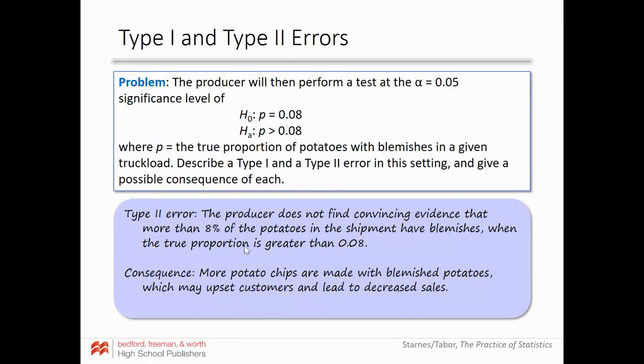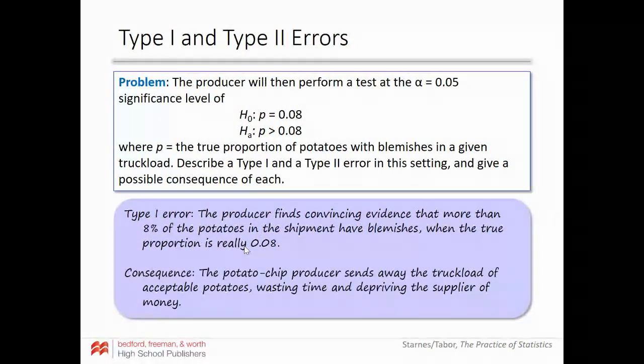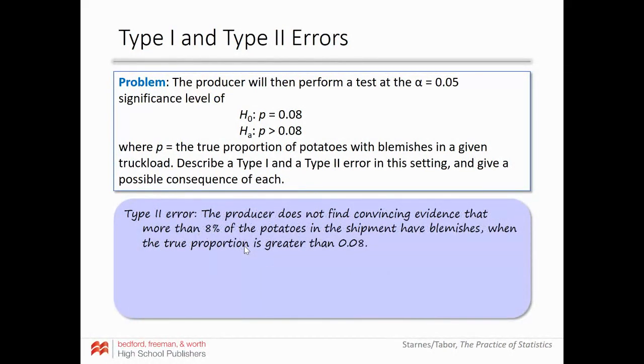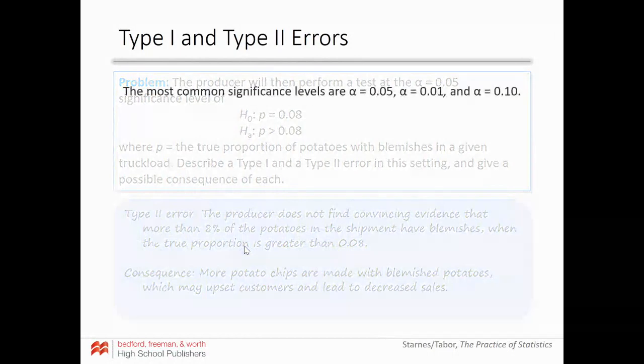So if you're the potato chip company making the potato chips, you want to stay away from type 2 errors as much as possible. But if you're the farmer or the seller of the potatoes, you want to stay away from type 1 errors because they're saying that your potatoes are bad when in fact they really are good. And so you've wasted all that time making good potatoes for no one to accept. So there are good and bad sides to each type of error depending on which side of the aisle you fall.